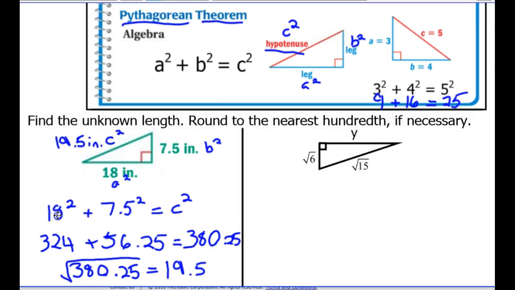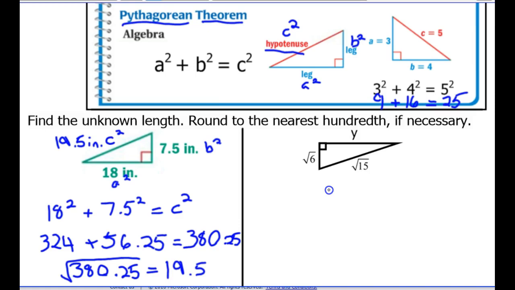Now you see how we can't just add 18 plus 7.5 and that would give us our answer. This side is not a sum of the two sides. We need to put in the squares and do the Pythagorean theorem so we can find our last side.